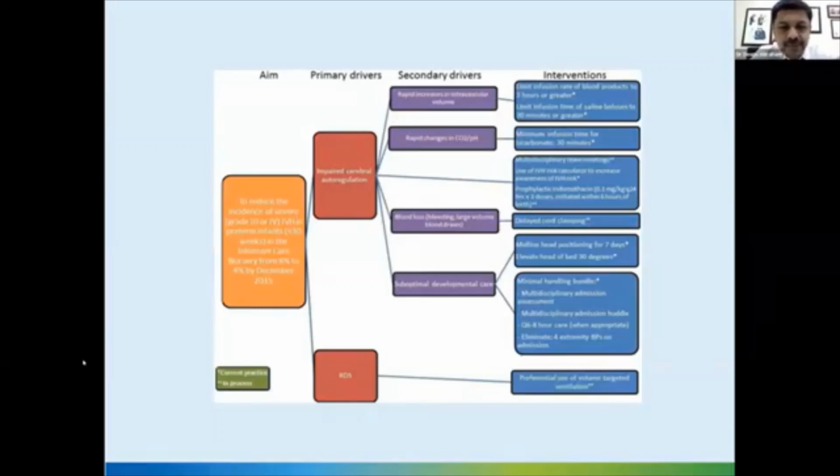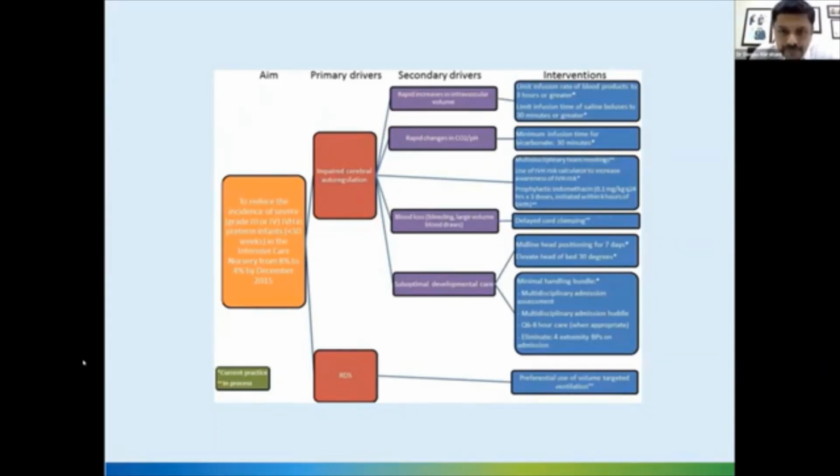So it is basically addressing all those points which we discussed in the pathogenesis, bringing it into the practical aspect. So trying to avoid rapid increases in the intravascular volume by limiting the infusion rate of blood products, which we do as a standard practice in an ICU. Limit the infusion time of saline boluses to 30 minutes or greater. Then avoiding rapid changes in CO2 and pH. So while we are doing the bicarbonate corrections, try to avoid sudden changes and do it over a longer period of time.